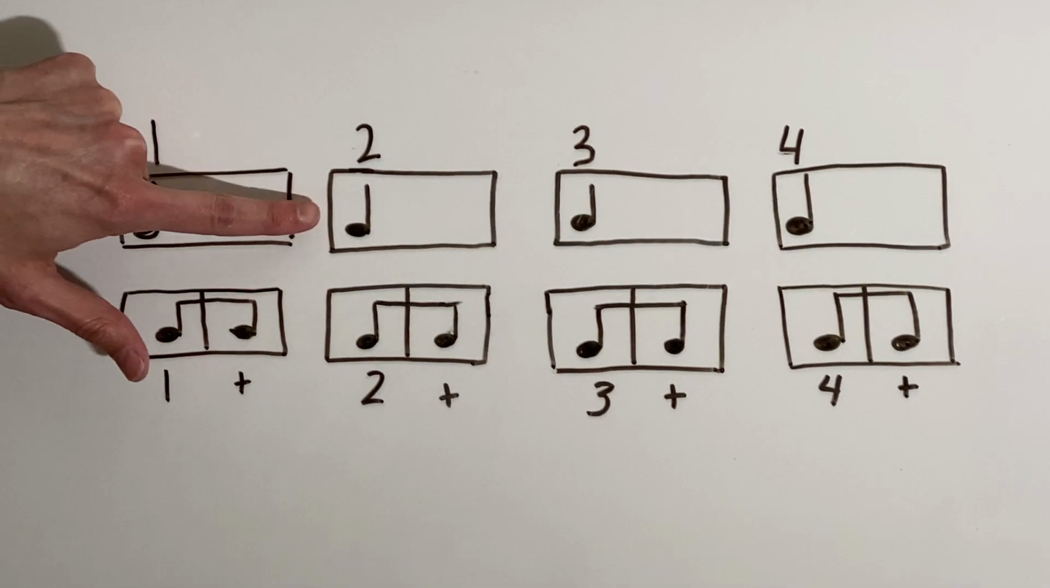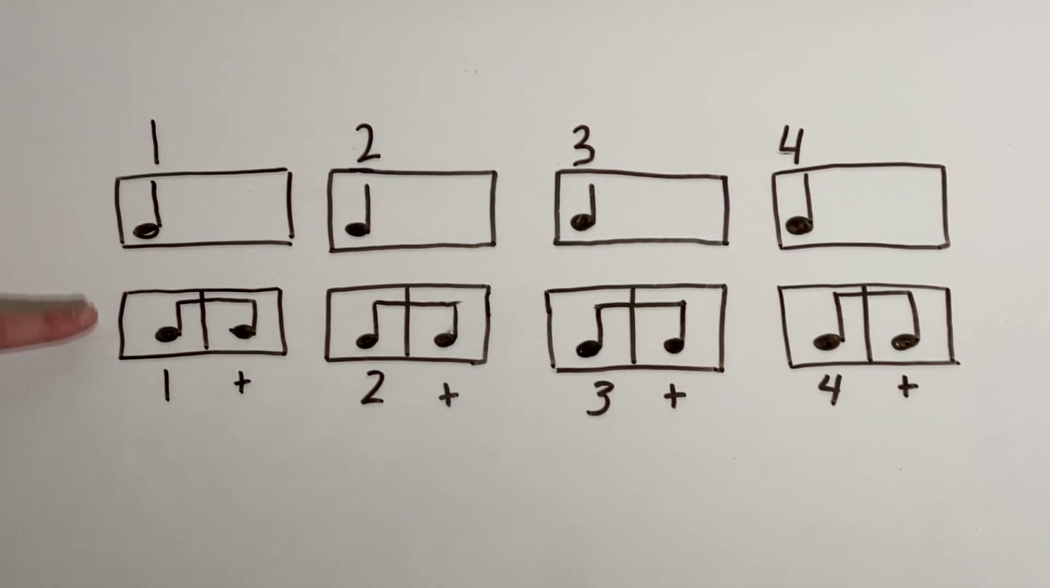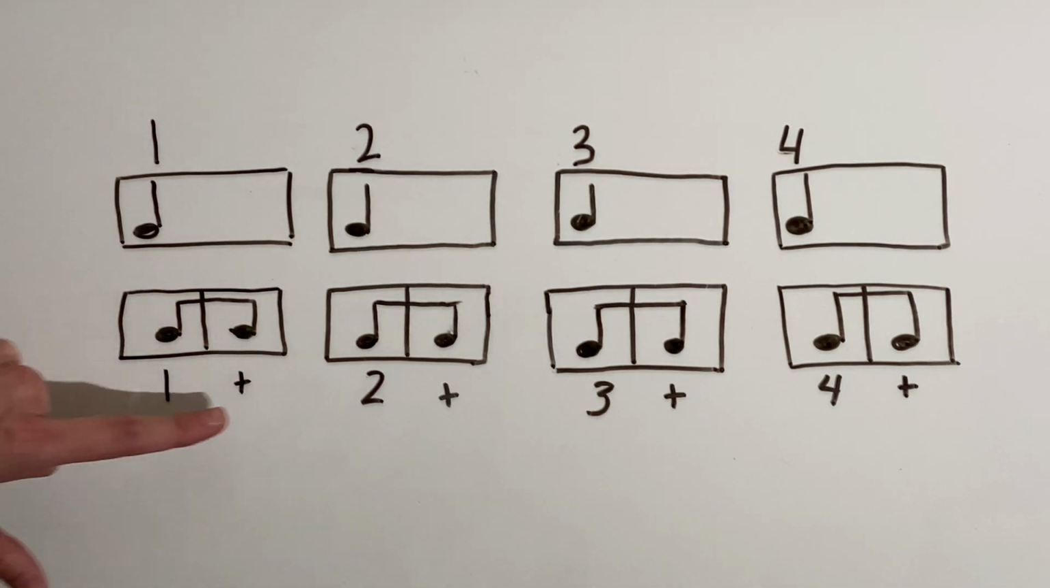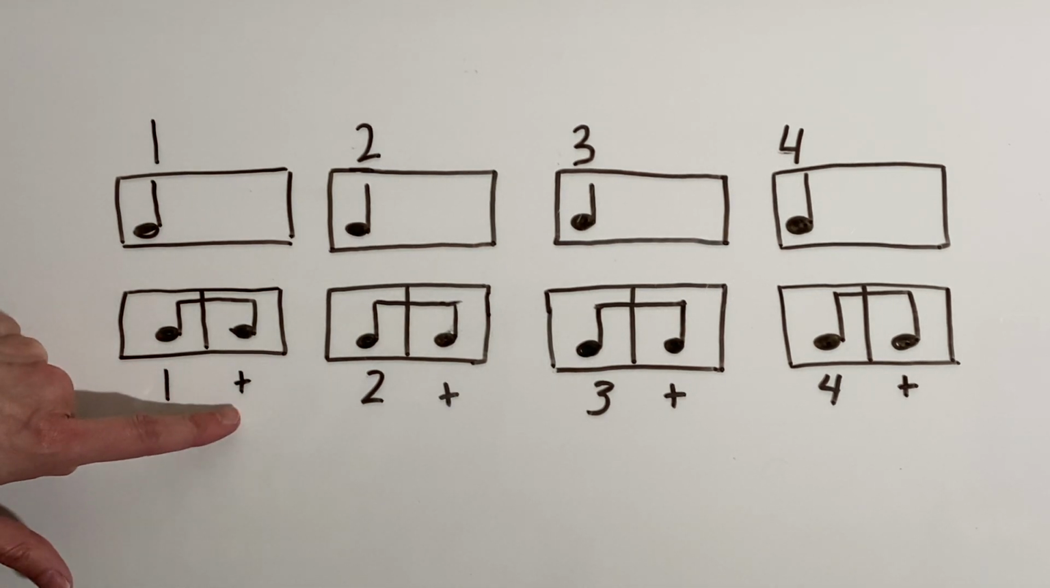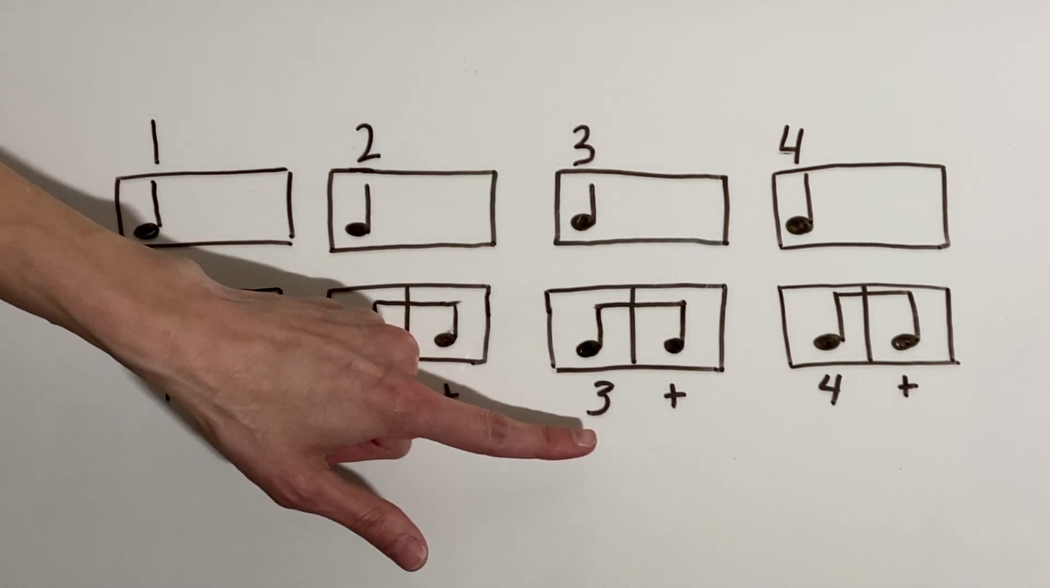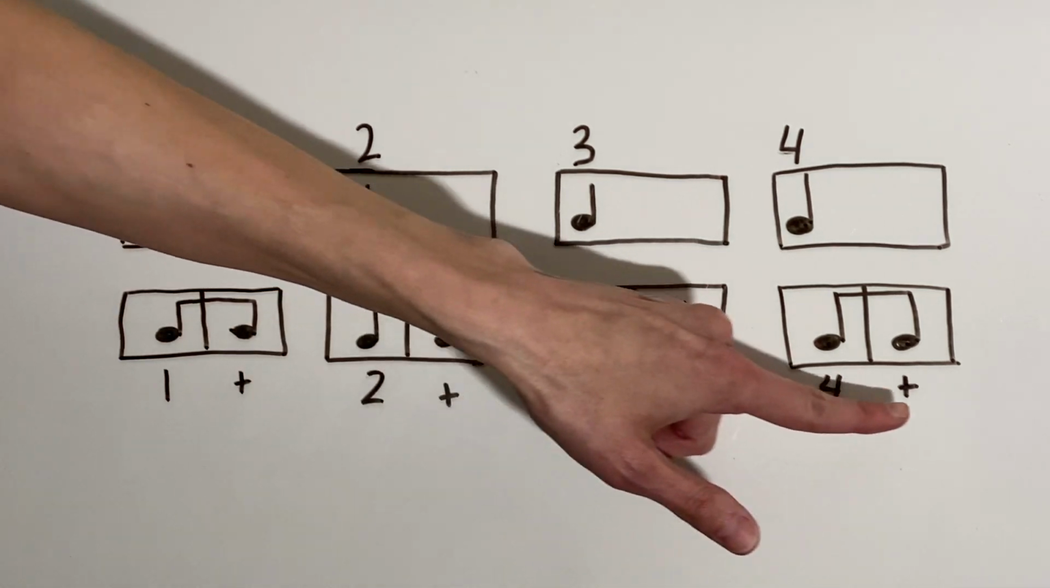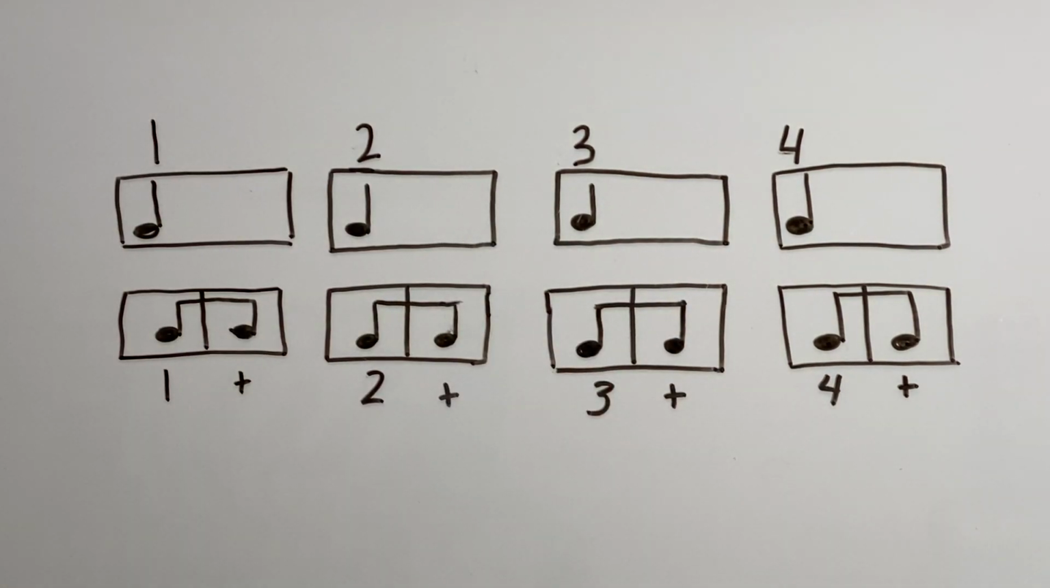Each quarter note is 1 rectangle, and I've also taken the rectangles and divided them into 2 equal parts for my eighth notes. Right now my eighth notes are still traveling in pairs, and we're still going to count them by saying 1 and 2 and 3 and 4 and. We're still going to do those counts.